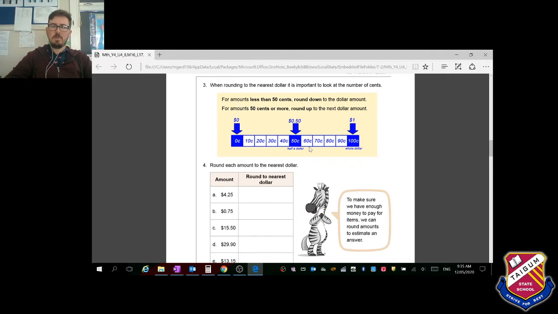Next, there's a little diagram here. We're going to start by rounding to the nearest dollar, which is quite simple. If it's 50 cents or more, you round to $1. If it's less than 50 cents, you round backwards. So if you've got $20.60, you look at the 60, that's more than 50 cents. So you round up to the next dollar. What's the next dollar from 20? 21. So you round to $21.